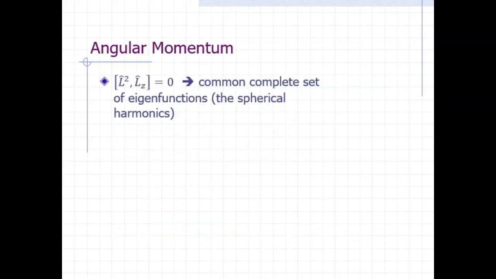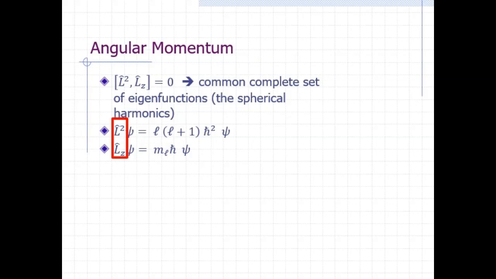Earlier, we saw that the L squared and Lz operators commute and have a common complete set of eigenfunctions, which happens to be the spherical harmonics. The eigenvalues can be shown to be L times (L plus 1) times h bar squared, and m sub L times h bar for the L squared and Lz operators, respectively.